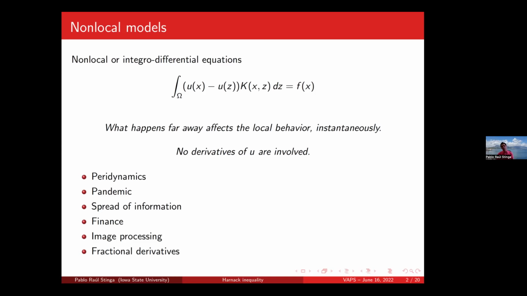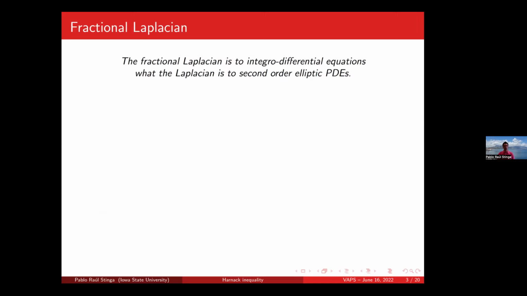The spread of information, for example, in discrete settings, you have a lattice, right? And what happens far away in social media, right? Somebody at the other end of the world says something that affects my behavior, finance, and of course, there is a theory of fractional derivatives that are non-local. Okay, this is just a basic introduction.